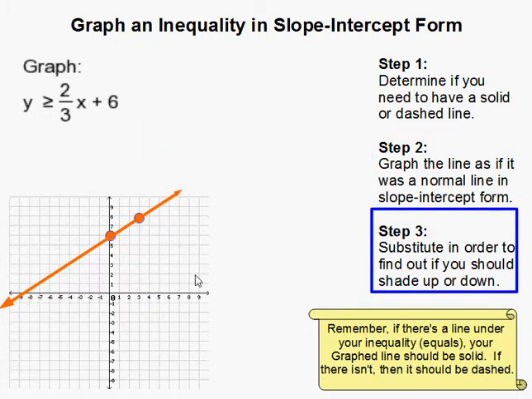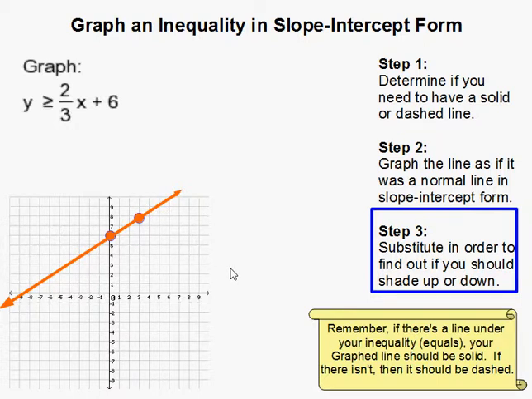Alrighty, lastly, you need to shade it. Okay, so most people can quickly look at it after doing it a ton of times and say, well, y is greater than or equal to. Greater than means shade up, generally. Less than means shade down. Okay, but sometimes it's not so easy, like if the line is really close to vertical, for some people.